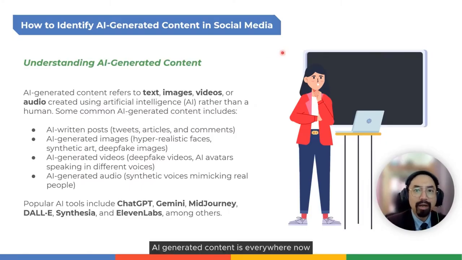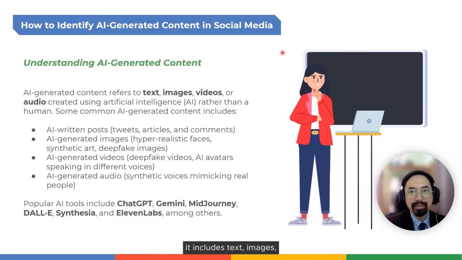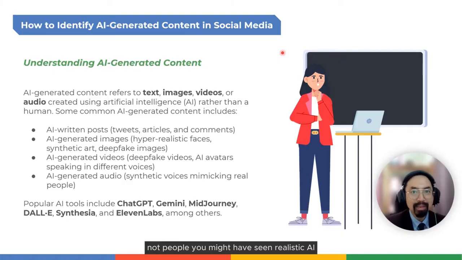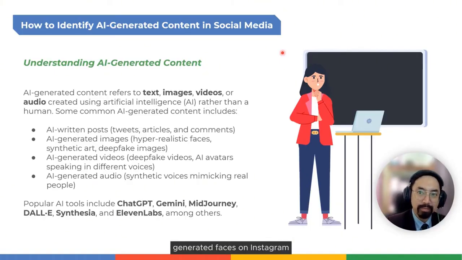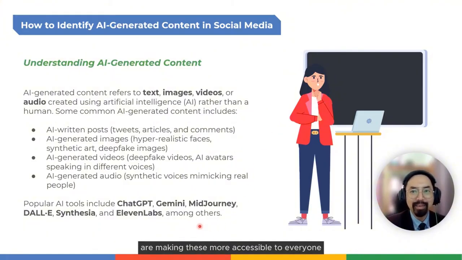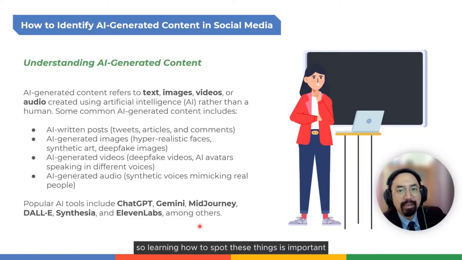AI generated content is everywhere now. It includes text, images, videos, or even voice recordings created by machines, not people. You might have seen realistic AI generated faces on Instagram, or videos where someone speaks with a voice that's been cloned. Popular tools like ChatGPT, Gemini, DALL-E are making this more accessible to everyone. So learning how to spot these things is important.